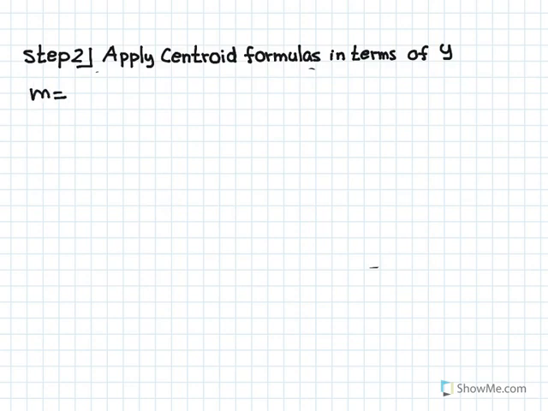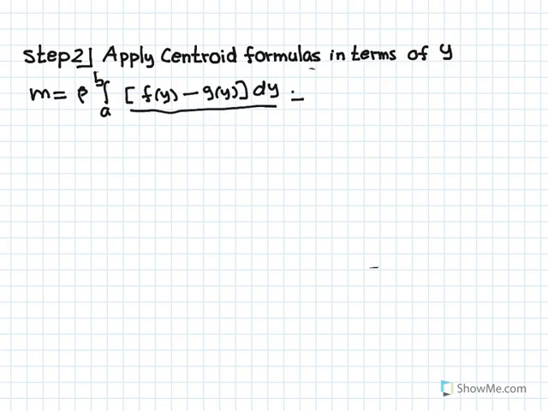Mass is equal to rho, the density, times the integral from a to b, these are y limits, of f of y minus g of y dy. And this is the horizontal area element. This is equal to, density is 3, integrate from y equals 0 to y equals 3, and the right function in terms of y is y over 3, minus the left function, which is y squared divided by 3 minus 2. Integrate with respect to y.